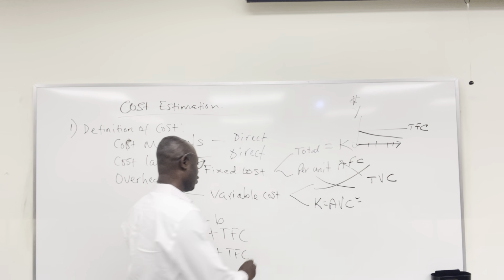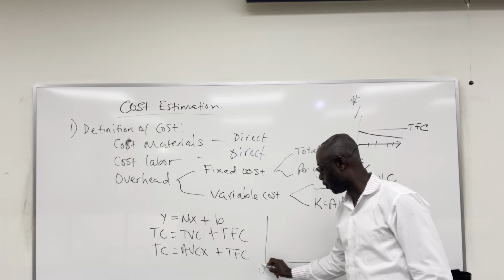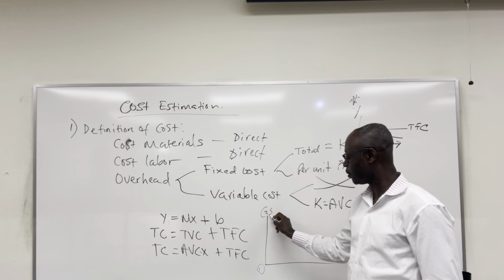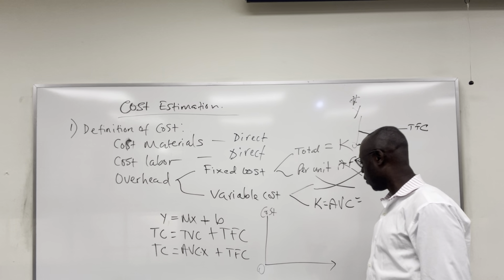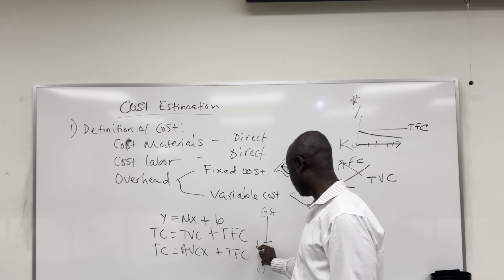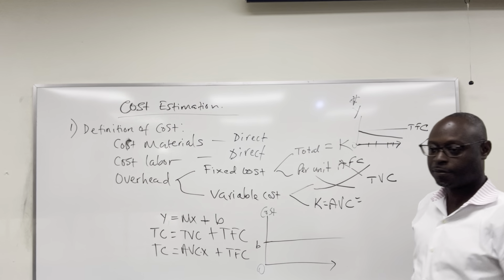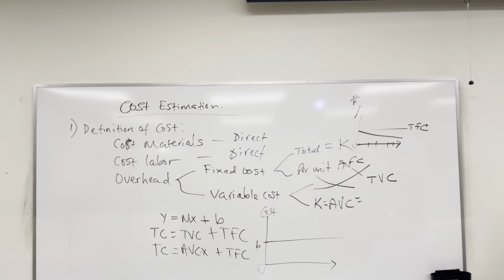So if you were to draw this graphically, you would say, if this is 0 and this is cost, and this is the number of units, then here is your B, which is your intercept, and that's your fixed cost line that remains the same. Does that make sense? Okay.